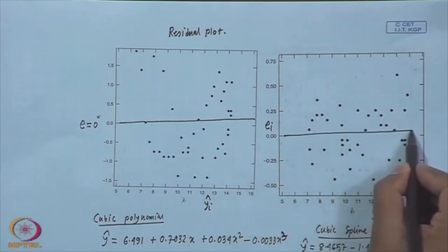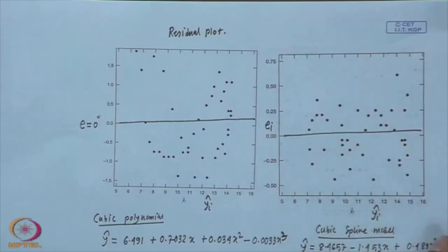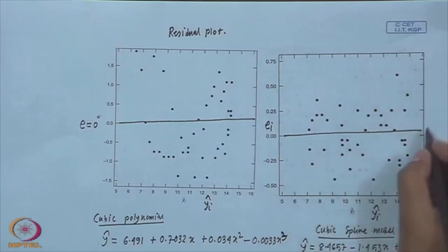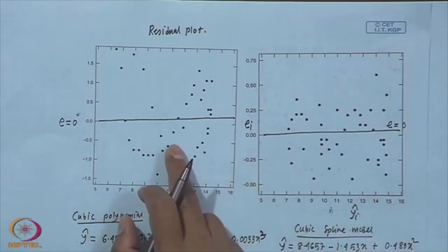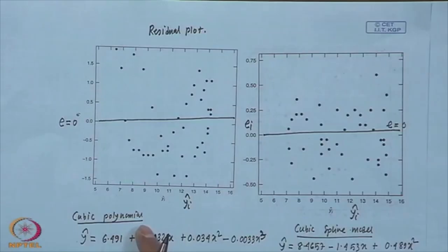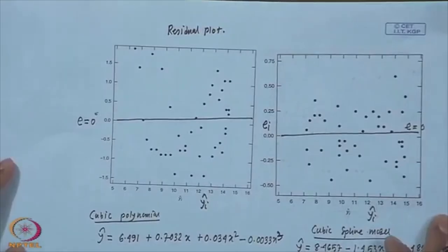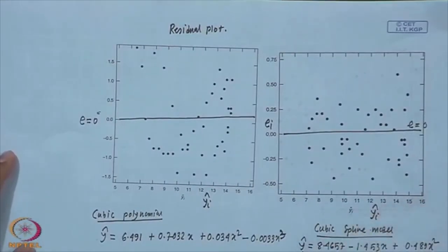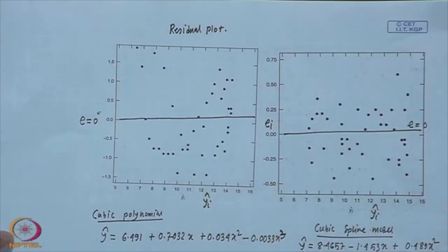Here I believe the residuals are almost centered about the line e equal to 0. So this residual plot is better than the residual plot for the cubic polynomial fit. This indicates that the data behaves differently in different segments. That is why the cubic spline model provides better results than the cubic polynomial fit.